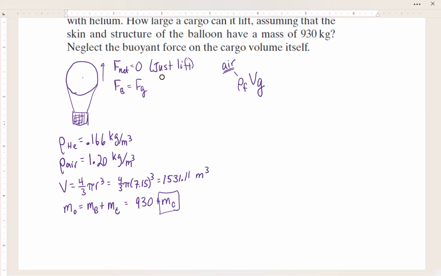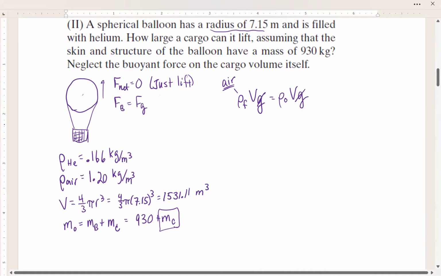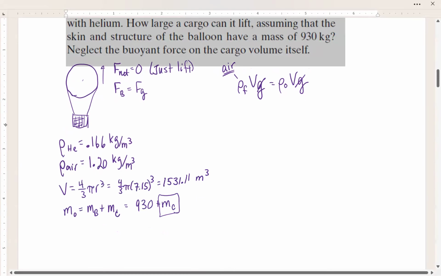It's on the outside of my object. Density of the object, and this is going to be a little tricky, times volume times gravity. Gravities are going to cancel out. Isn't that cool? And we don't have a volume of the cargo. We're just assuming neglect the buoyant force on the car. So in other words, I'm not going to have an extra volume of cargo. It's all included in that 750 in that one volume.